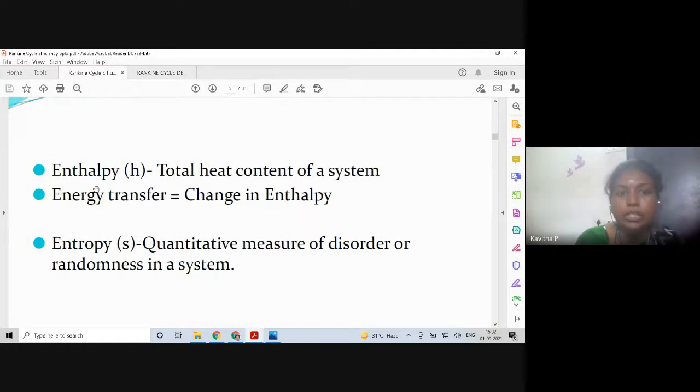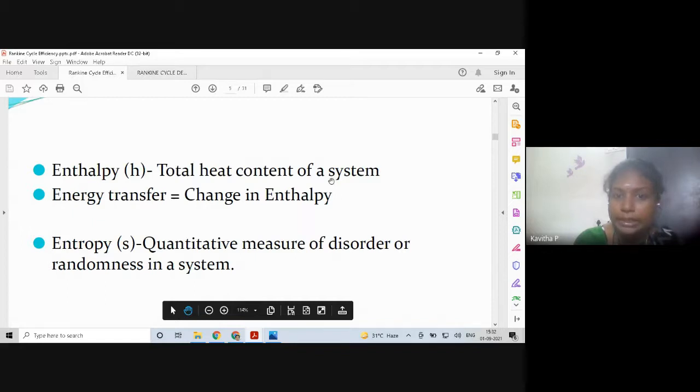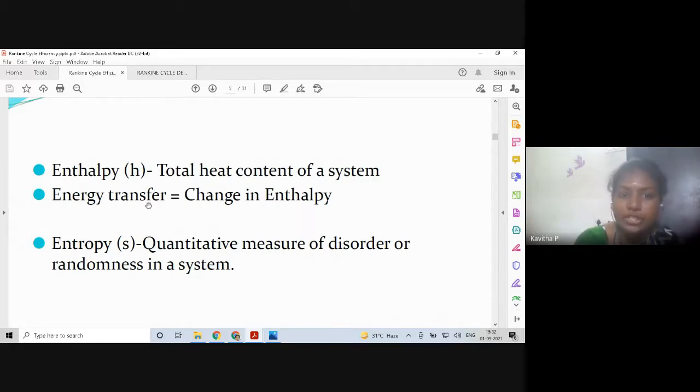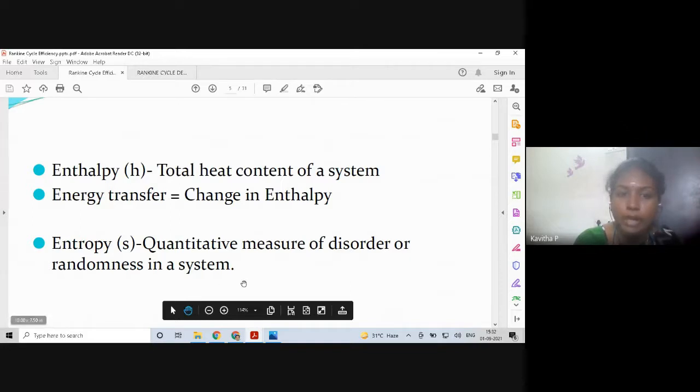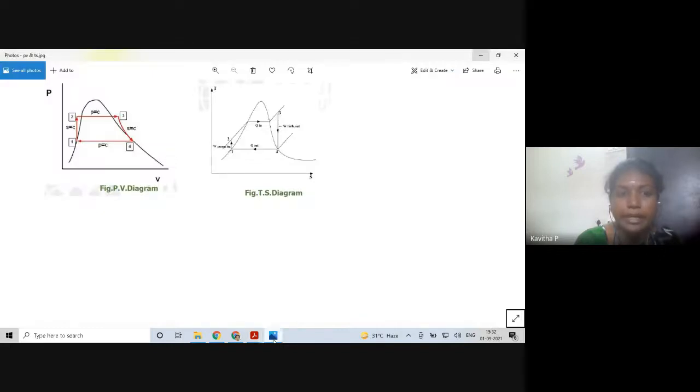These are the terminologies which are required to derive the efficiency of the Rankine cycle. H is the enthalpy, which is the total heat content of the system, and energy transfer is denoted by change in enthalpy. Entropy is denoted by S, which is a quantitative measure of disorder or randomness in the system. Now let's understand the PV diagram and the TS diagram of a Rankine cycle.